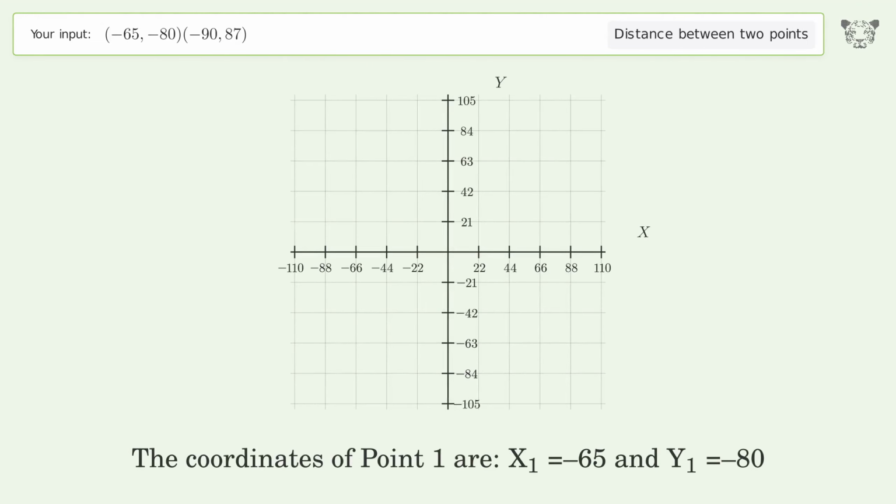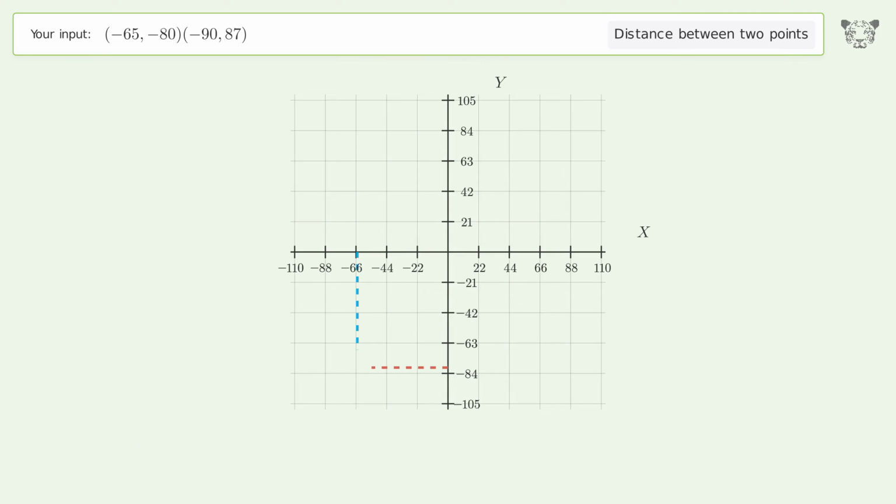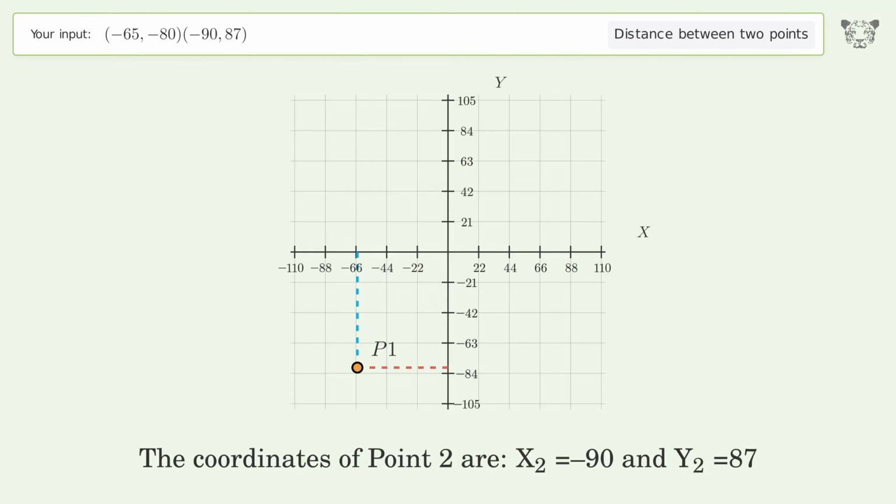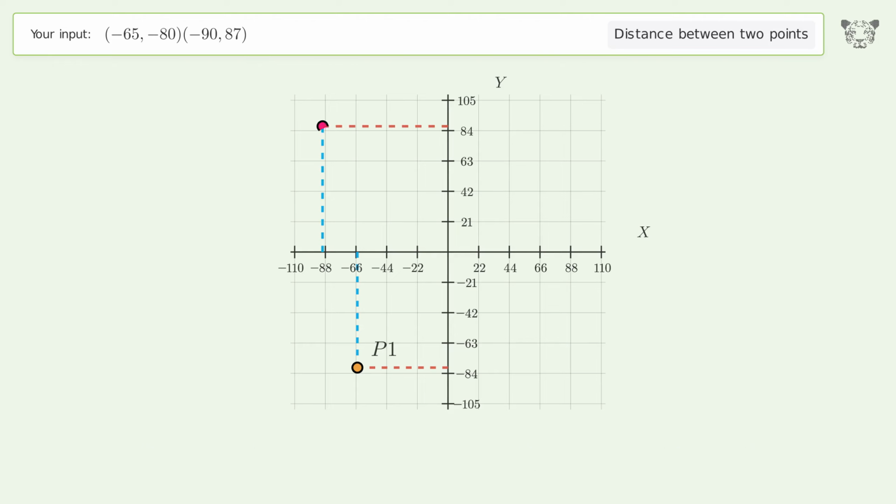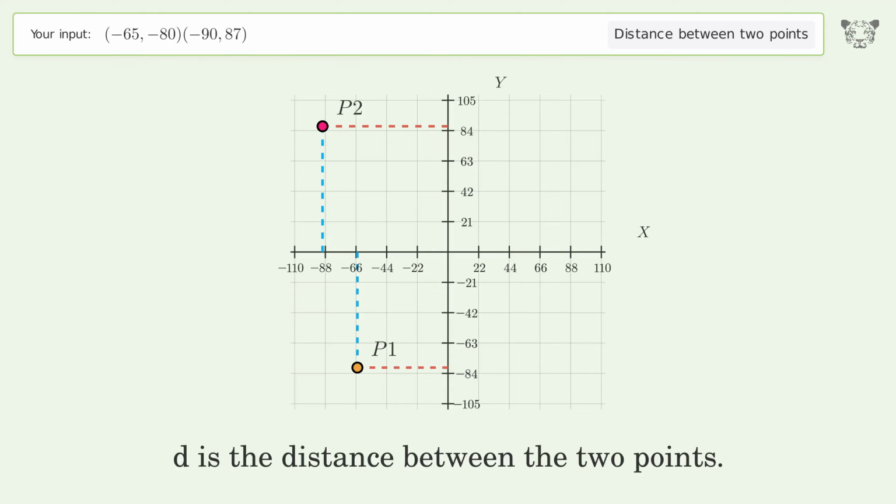The coordinates of point 1 are, x1 equals -65 and y1 equals -80. The coordinates of point 2 are, x2 equals -90 and y2 equals 87. D is the distance between the 2 points.